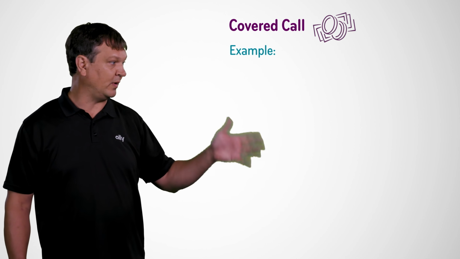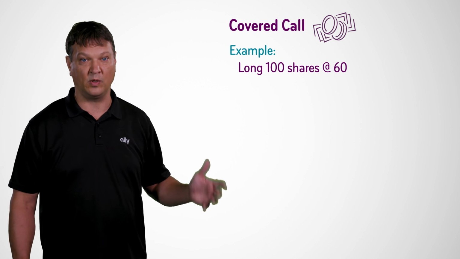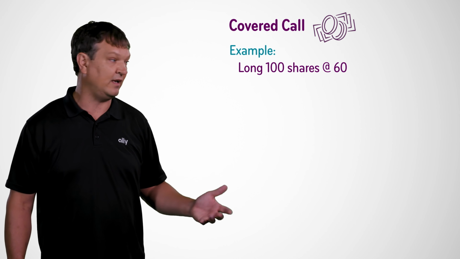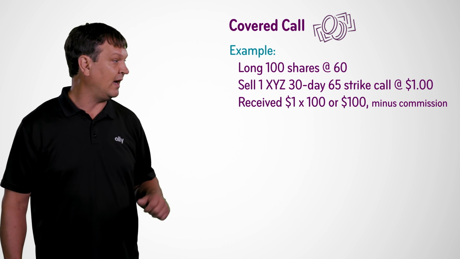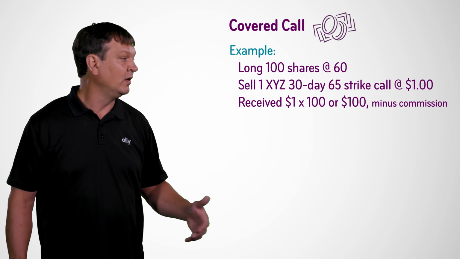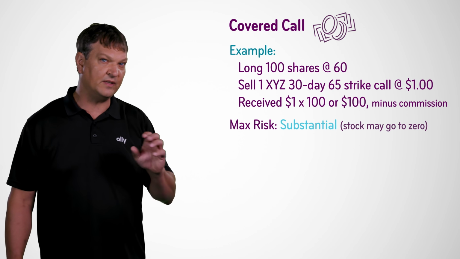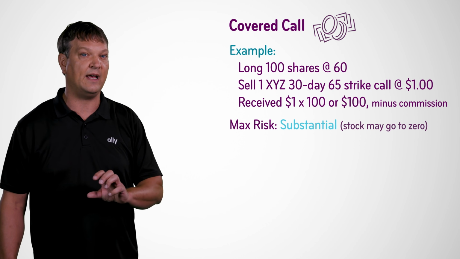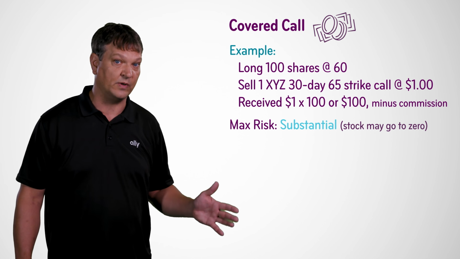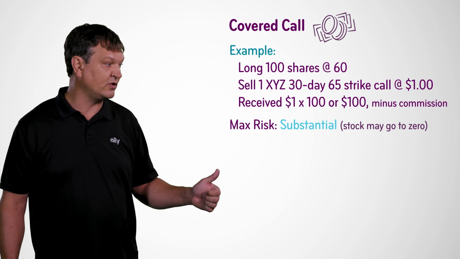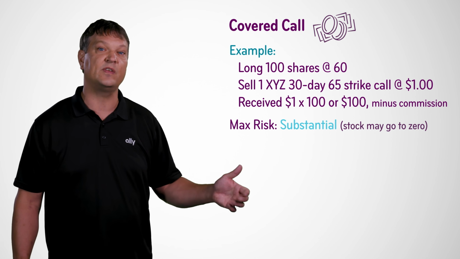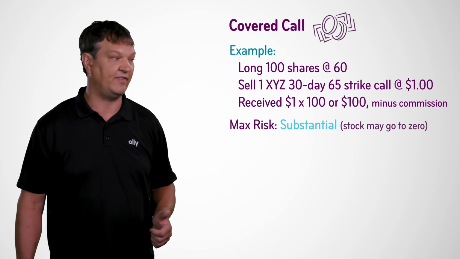So, in our example, we're long 100 shares. We're bullish on the stock. We think the stock could go up to 65. We wouldn't mind selling it if it made it all the way there. XYZ 30-day 65 strike call is trading for $1. We sell that. Our max risk is still substantial in that we own the stock. So we still have a lot of downside risk of owning the stock. But the option contract actually increases our profitability if the stock goes up to 65.